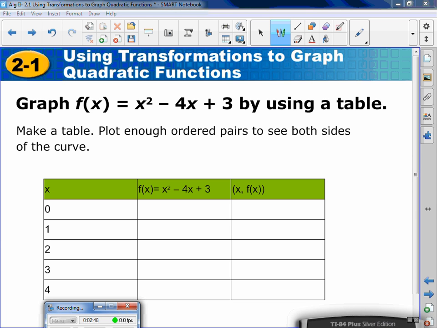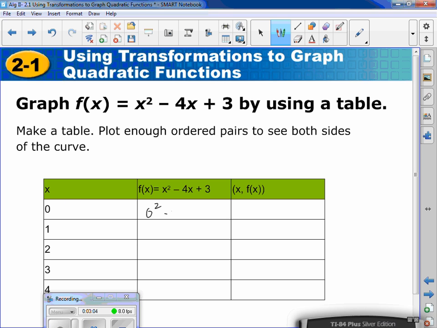When we're filling in the table, we're going to substitute in 0 for x. What this is really saying is 0 squared minus 4 times 0 plus 3. What's 0 squared? 0. What's 0 times anything? 0. So I'm just left with 3. My coordinate is 0, 3. The 0 comes from here. The 3 is what my answer was here.